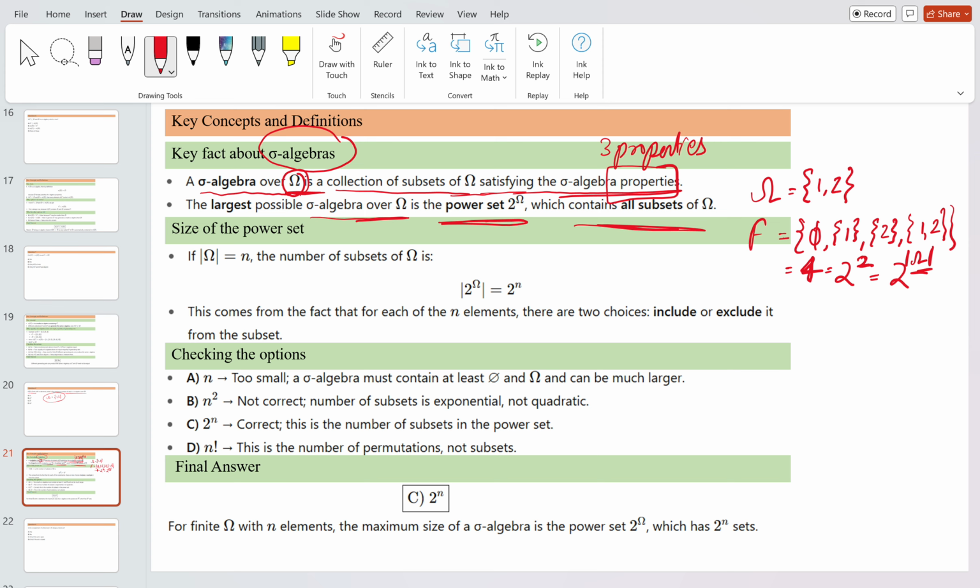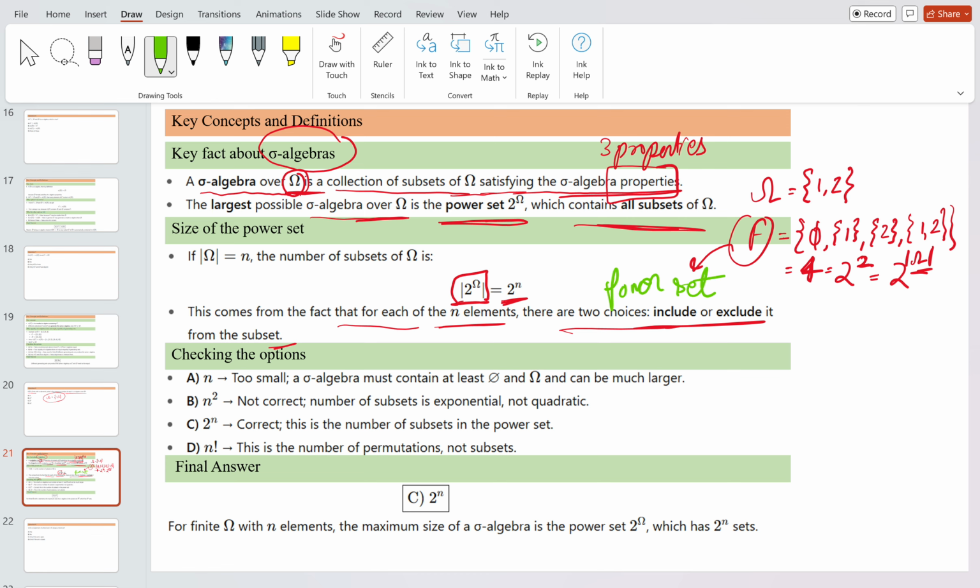Okay, so that is an important point: when you are having a sample space F, and inside of that you are having a set that is omega, and omega is containing the elements 1 and 2, the number of subsets which is possible is 2 to the power n. And this comes from the fact that for each of the n elements there are two choices, include or exclude it from the subset. Either you can include or you can exclude. That F is actually called the power set.